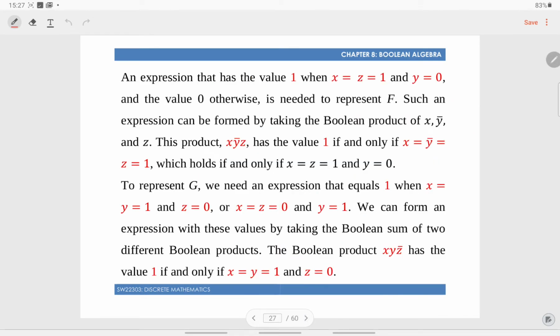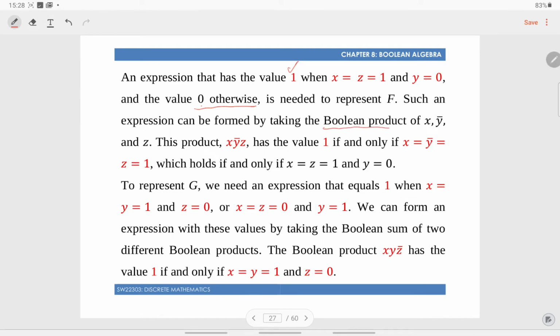We need an expression that has value 1 when x equal to 1, z equal to 1, and y equal to 0. First we solve for the function f. The output for f is equal to 1 when x and z equal 1 and y equal 0, and the value is 0 otherwise. For all other combinations, the value of f is 0. Such an expression can be formed by taking the Boolean product of x, y complement, and z.